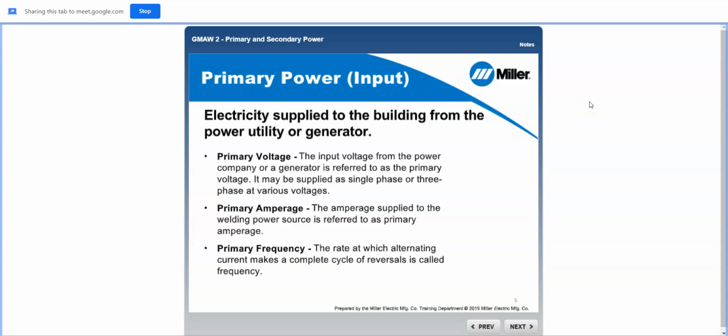So primary power. Primary power is electricity supplied to the building from the power utility or generator. Primary voltage: the input voltage from the power company or a generator is referred to as primary voltage. It may be supplied as single phase or three phase at various voltages. Primary amperage: the amperage supplied to the welding power source is referred to as primary amperage. Primary frequency: the rate at which alternating current makes a complete cycle of reversals is called frequency. 115, 230, 460, and 575 are the most common voltages supplied by both power companies and power generators.